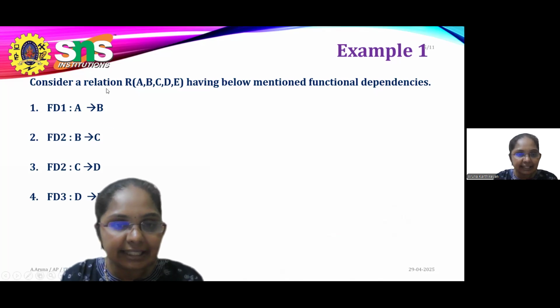Let us consider this example here. The relation contains A, B, C, D, and E, and it also has 4 functional dependencies.